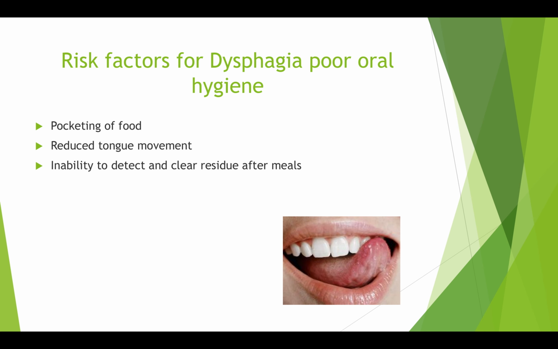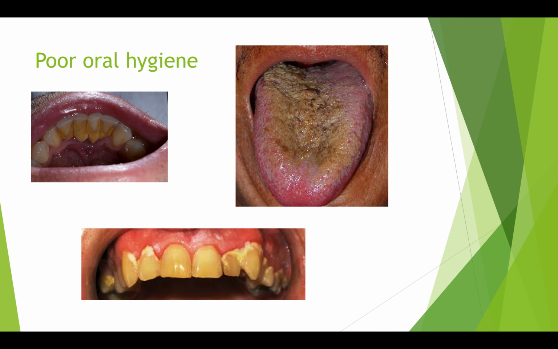Risk factors for dysphagia-related poor oral hygiene include pocketing of food in the mouth, reduced tongue movement, and the inability to detect and clear residue after meals. This is what poor oral hygiene looks like.